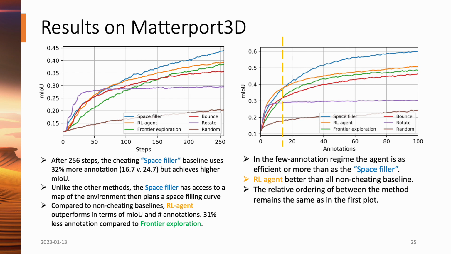In the next plot, we look at the number of annotations versus mIoU for the methods. Here we evaluate how well each method learns to understand its environment given n annotations. We see that the ordering between the methods remains the same as in the first plot. We also note that the agent is as efficient or more than the baseline for fewer than 15 annotations. This is interesting as this is roughly the number of annotations performed during training. That would suggest that the agent learns a strong exploration technique to start out with, but doesn't learn as good an exploration technique for longer trajectories, especially compared to systematic exploration methods like the space-filling curve.